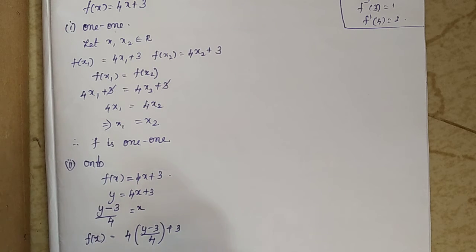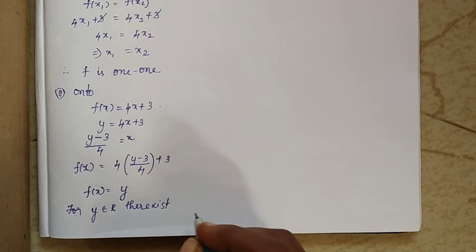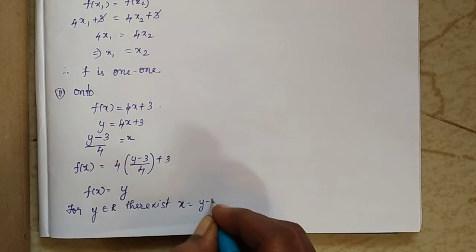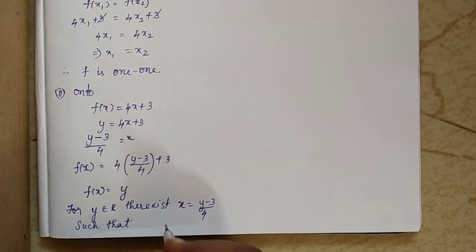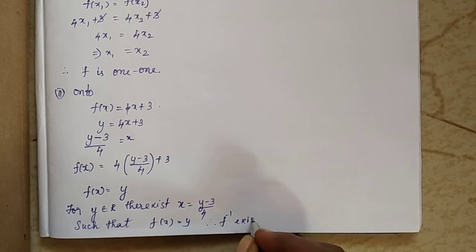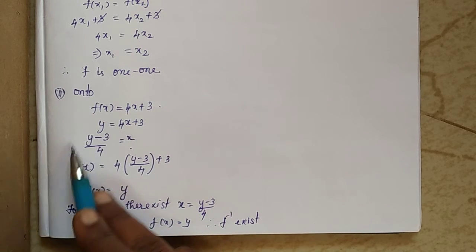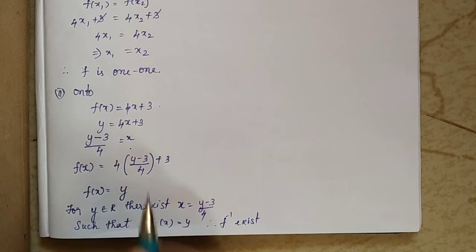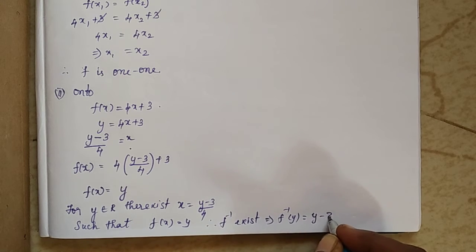If it is so, then for y belongs to R, there exists x that is equal to (y minus 3) by 4 such that f of x is equal to y. Therefore f inverse exists. What is my f inverse? That is x only. f inverse is equal to x, where x is equal to (y minus 3) by 4. Therefore f inverse of y is equal to (y minus 3) by 4.